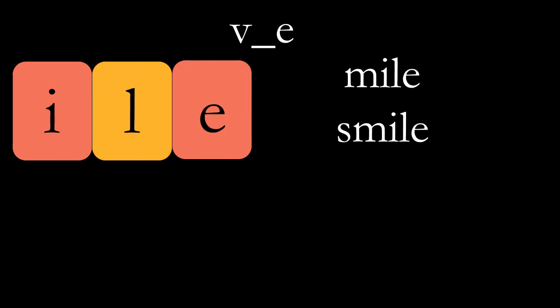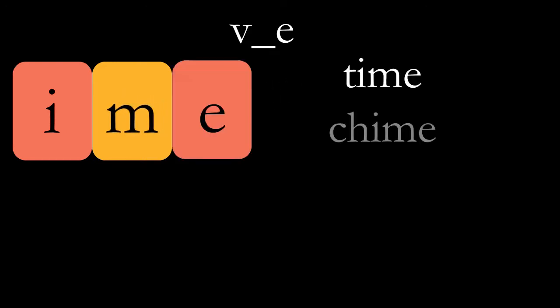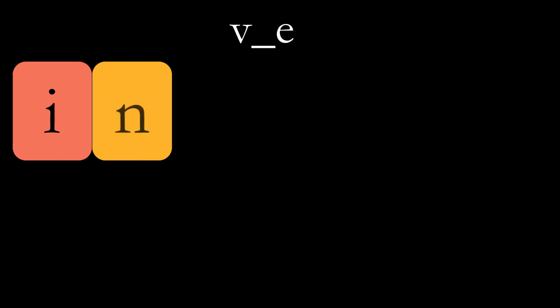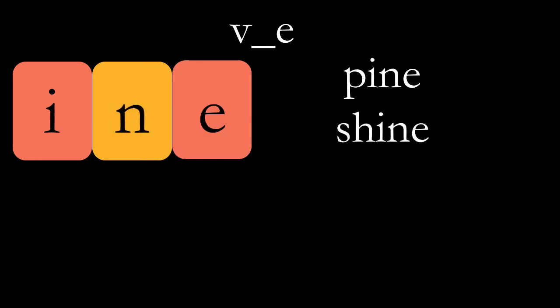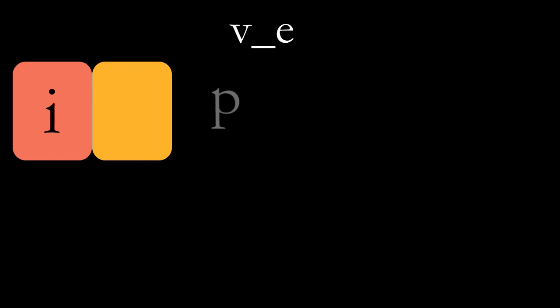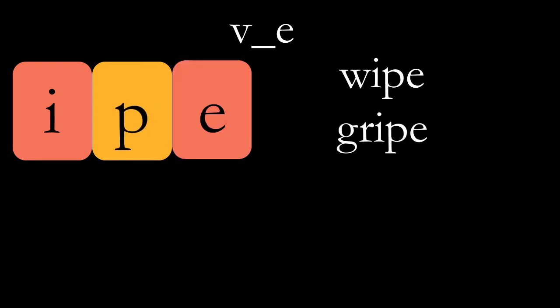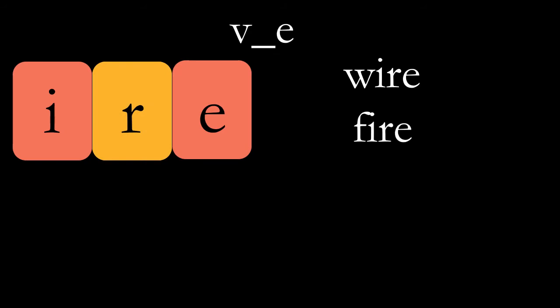Ill becomes ile, like mile and smile. Im becomes ime, like time and chime. In becomes ine, like pine and shine. Ip becomes ipe, like wipe and gripe. Ir becomes ire, like wire and fire.